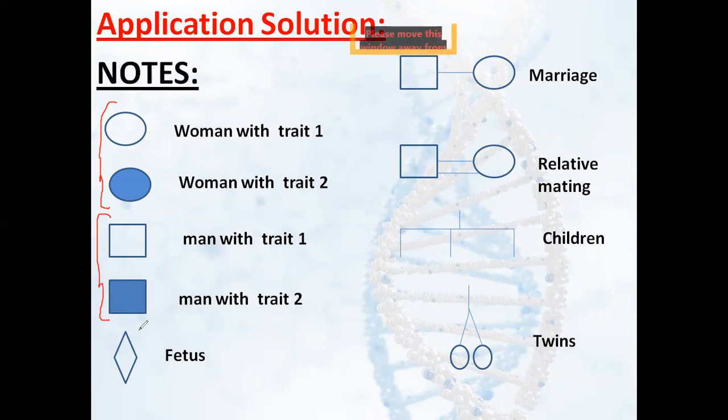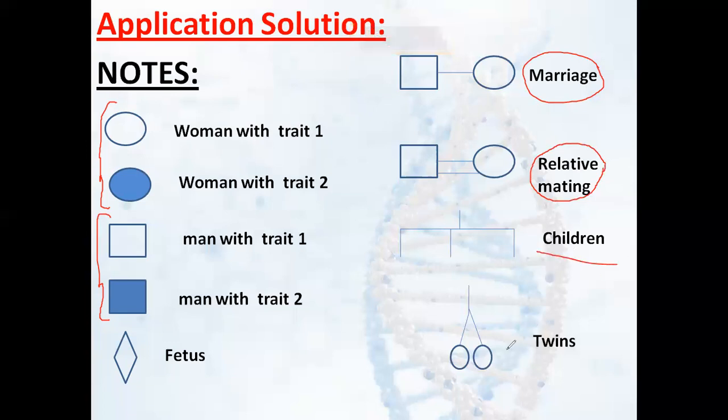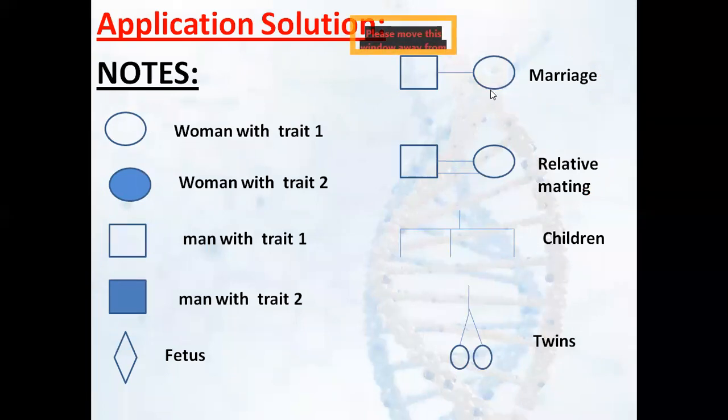It's like a rhombus. Whenever we find a line between a male and a female, male is the box and the female is the circle, this means marriage. However, two lines mean that we have relative mating, so they are marrying, for example, cousins. Whenever you have a line descending, we have children, and whenever you have two circles related to each other, it means that we have twins. So these notes are very important.